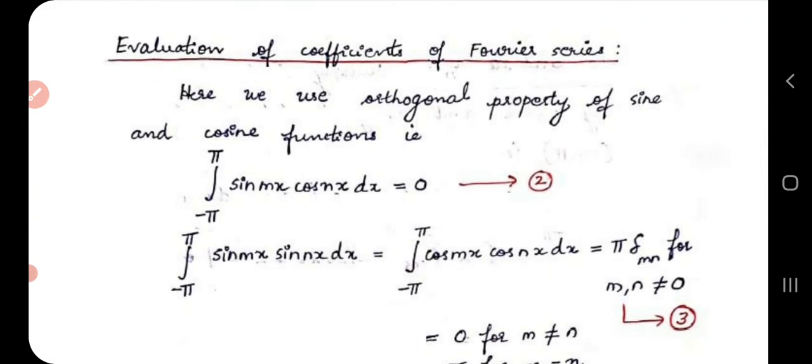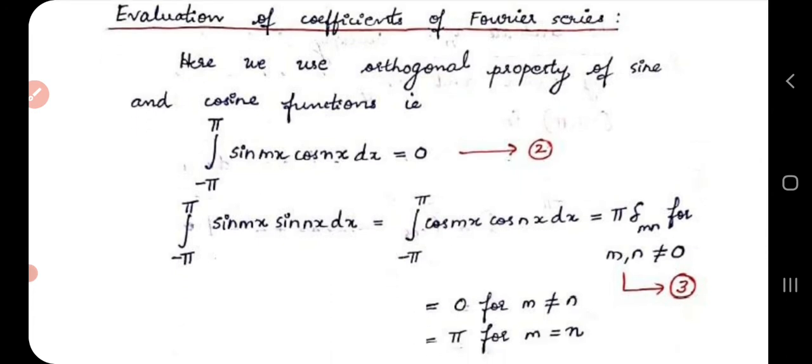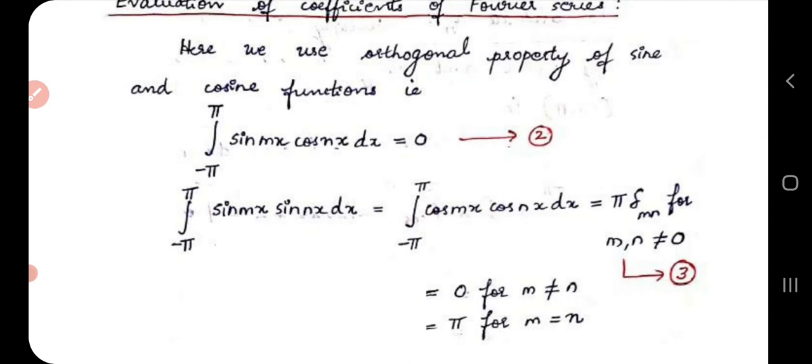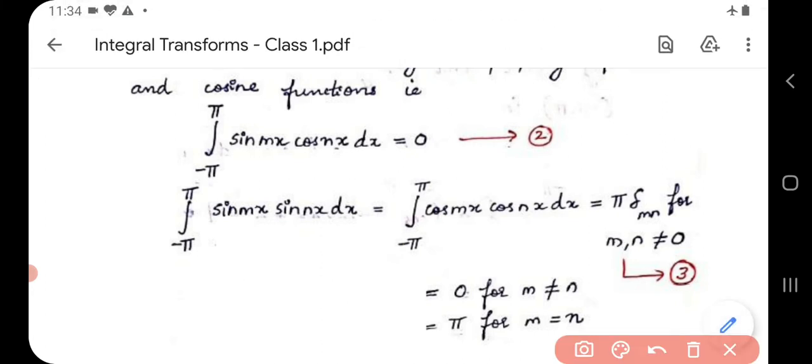Before that, just note the orthogonality property of sine and cosine functions. One is given by equation 2: the integral from minus pi to plus pi of sin mx cos nx dx is 0. Whenever you come across this integral, you can put it as 0, because as per the orthogonality property it is like that. No need of proving. Whenever you come across this type of statement, that is the integral from minus pi to plus pi of sin mx cos nx dx, no need of evaluating it, you can put it as 0 as per the orthogonality property.